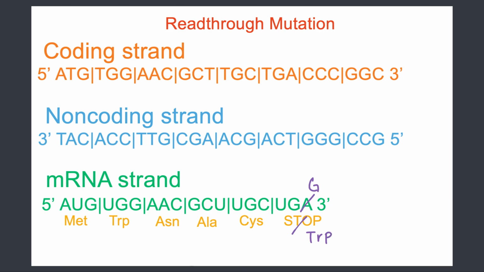I did this by changing TGA to TGG in the coding strand. So, this would change ACT to ACC in the non-coding strand. So, since we changed the A in the coding strand to a G, this would be a transition.